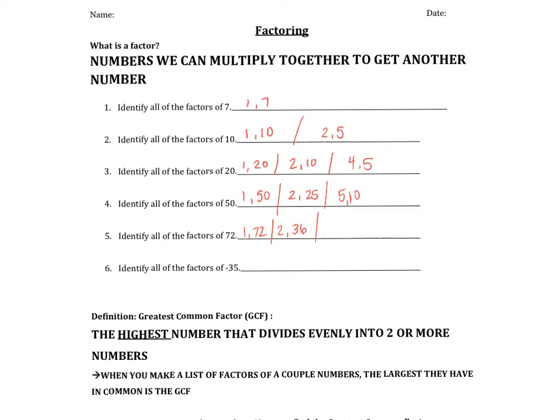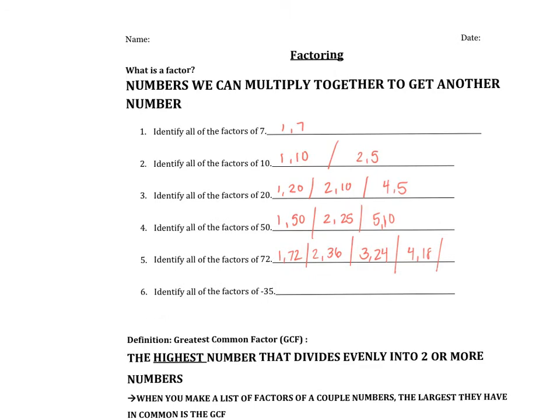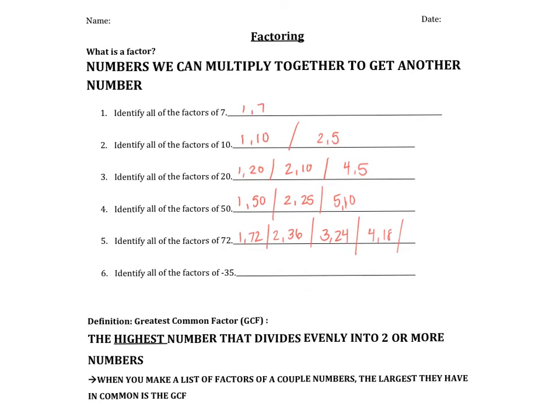Then I'm going to say, does 3 fit into 72 evenly? It does, and it's 3 and 24. Then I'm going to do 4, and it does, so 4 and 18. 4 times 18 gives me 72. Then I go to 5. No, I know 5 doesn't because 72 doesn't end in a 5 or a 0. Then I say 6. Oh yeah, I know 6 does. 6 times 12 gets me 72.